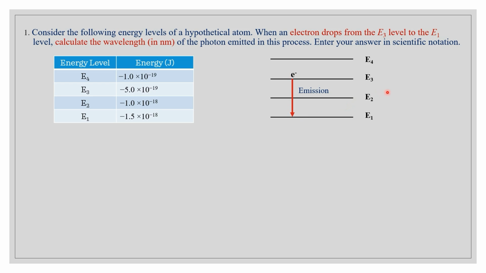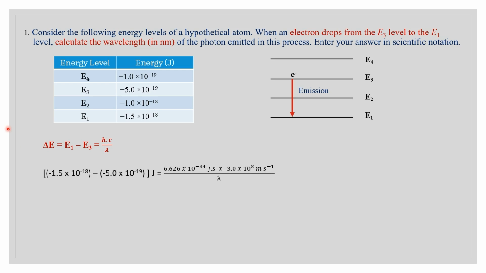Let's calculate the energy difference between E3 and E1. This we call delta E. Delta E is the final energy minus the initial energy. This is equal to h nu, where h is the Planck constant, and for nu we can write c divided by lambda. So h times c divided by lambda is equal to delta E.